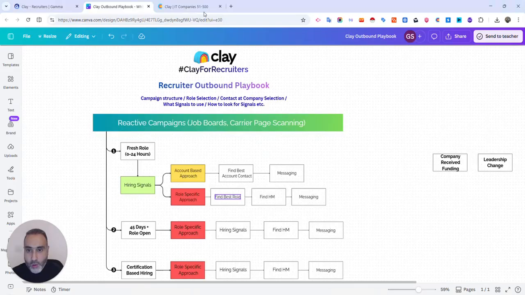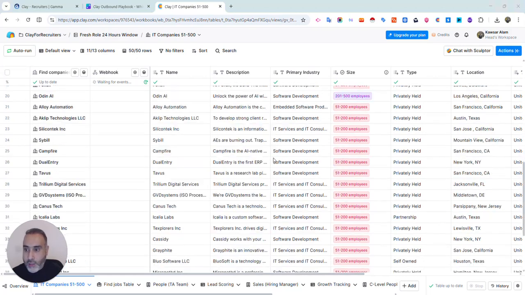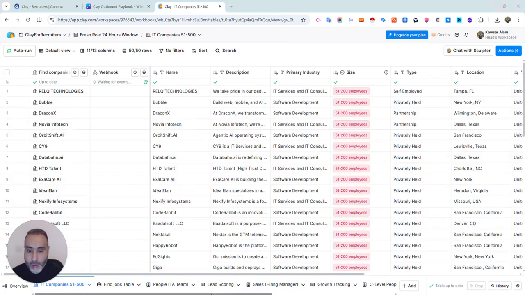In our next video, we're going to create our Clay tables for the reactive purpose for the fresh roles, and you will see whatever we discussed so far, everything coming together in one central place.